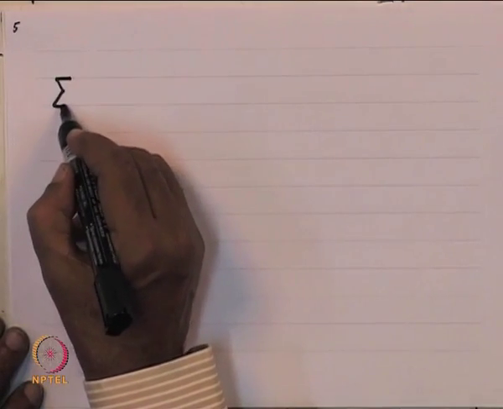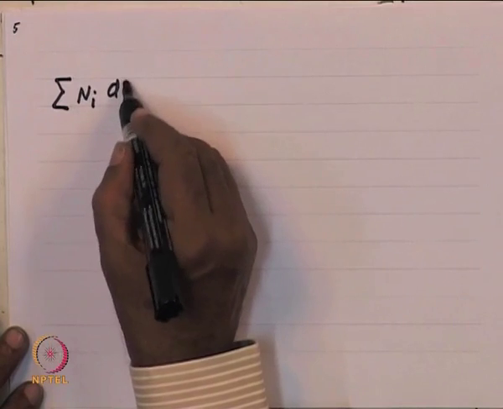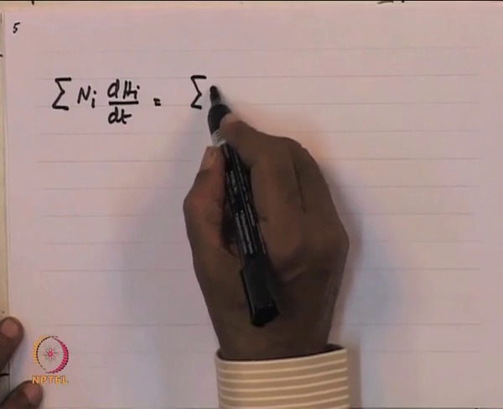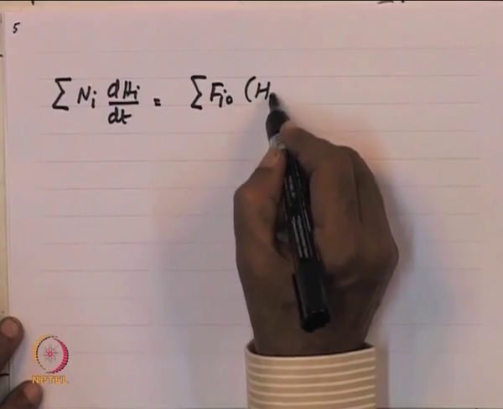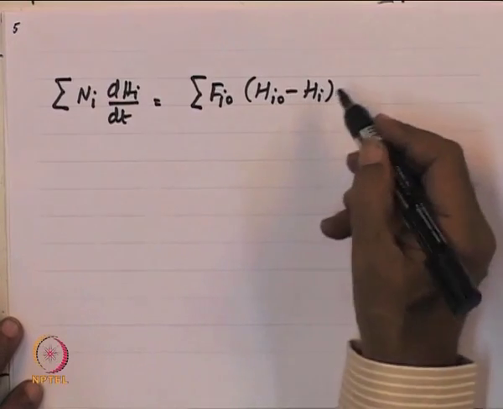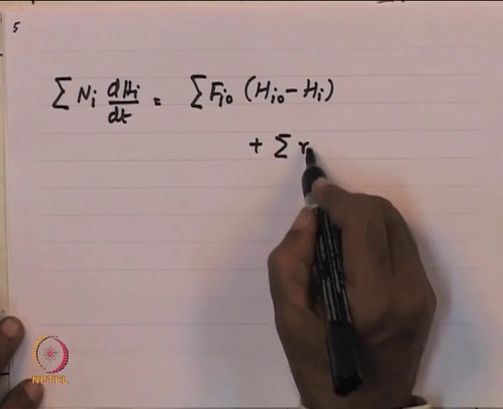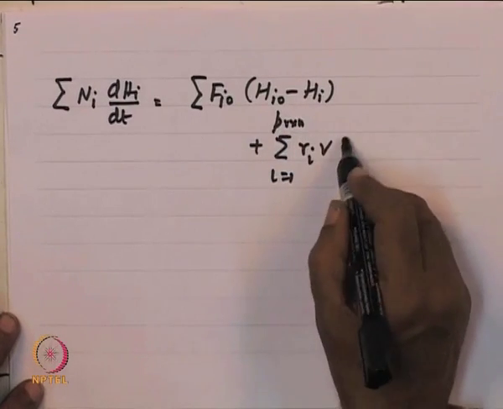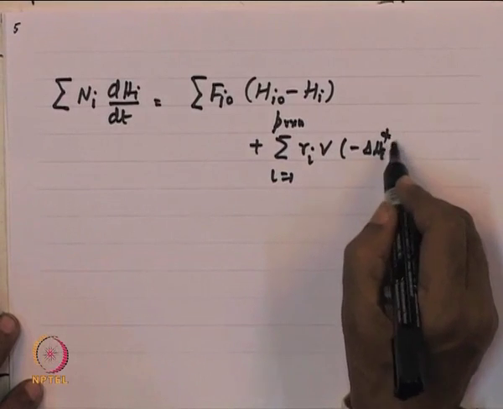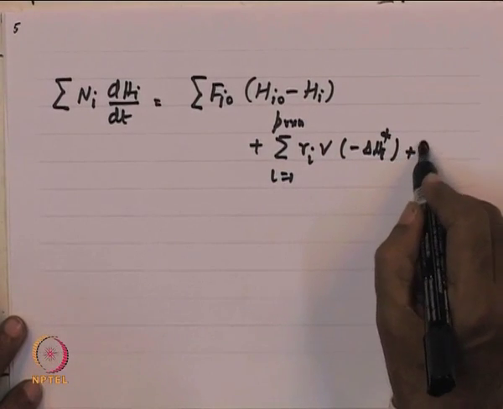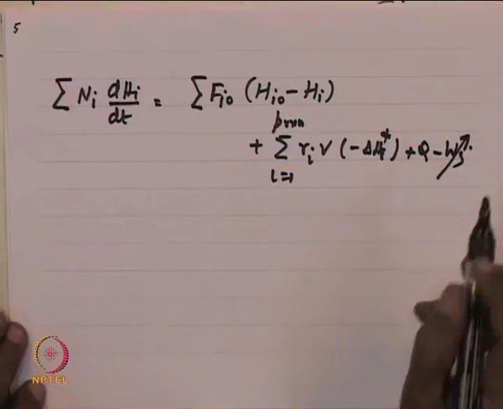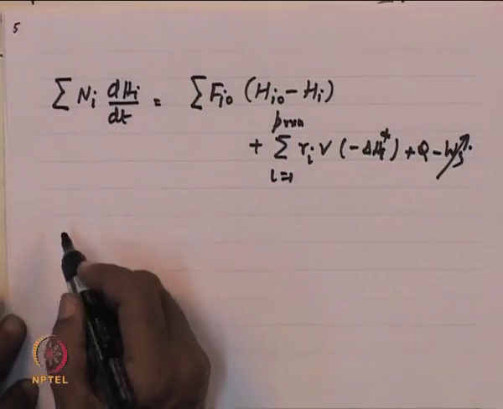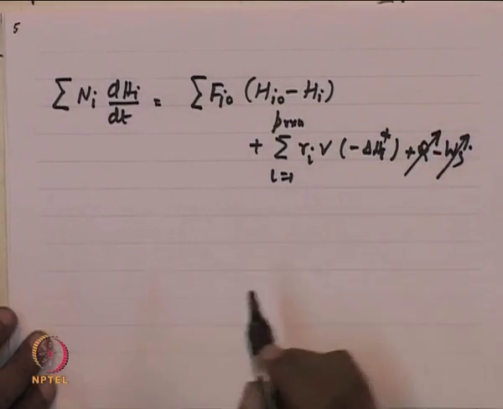Let me write the energy balance in the most general form, Ni times dhi by dt. We have derived all this at an earlier stage, so I am not doing it again. Sigma Fi naught hi naught minus hi, we have derived this also, plus sigma Ri times V, i equal to 1 to p reactions. We have done this also, minus delta hi star, plus q minus ws that we have removed. So, now Ni dhi by dt.